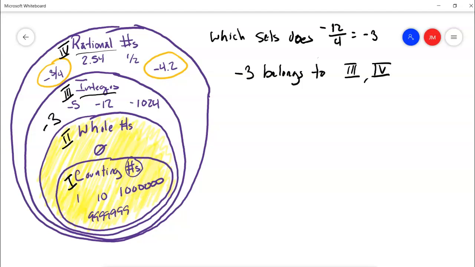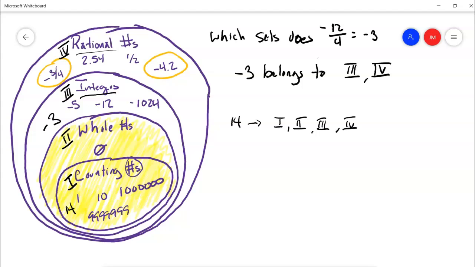14 would belong to all four of them. Counting, whole, integer, and rational. Because 14 would go in this. Therefore, it's inside all of the circles. Negative 3 is not inside the whole number circle or the counting number circle.